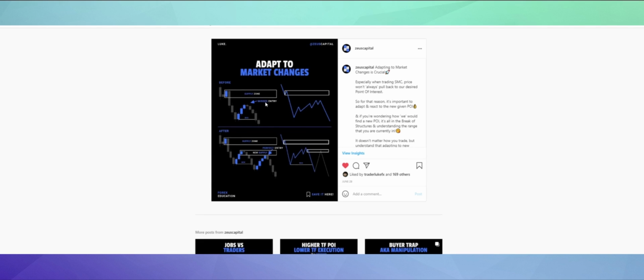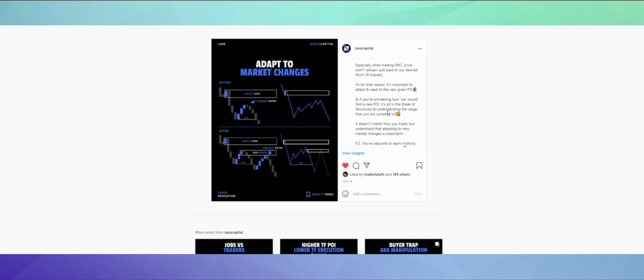And as we go back to this other subject, you want to see here that you adapt to new market changes. Now this is understanding ranges. So I said here, adapt to market changes. Price won't always pull back to our desired point of interest, so for that reason, it's important to adapt and react to the new given point of interest. If you're wondering how we would find a new point of interest, it's all in the breaker structures and understanding the range that you're currently in. It doesn't matter how you trade, but understanding that adapting to new market changes is important.